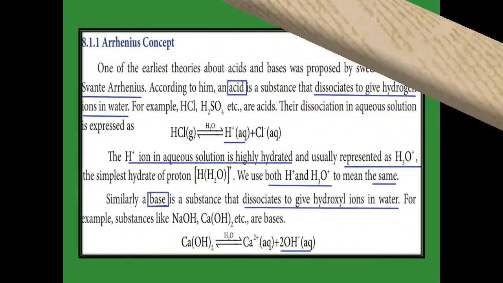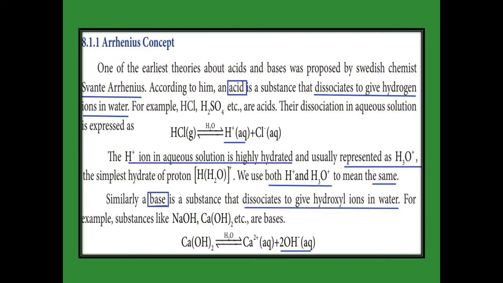As per the Arrhenius concept, what is acid? Acid is a substance that dissociates to give hydrogen ions in water. For example, HCl. HCl is hydrochloric acid. In water, it splits into H plus and Cl minus. So it dissociates to give the H plus ion. In aqueous solution, the H plus ion is highly hydrated.